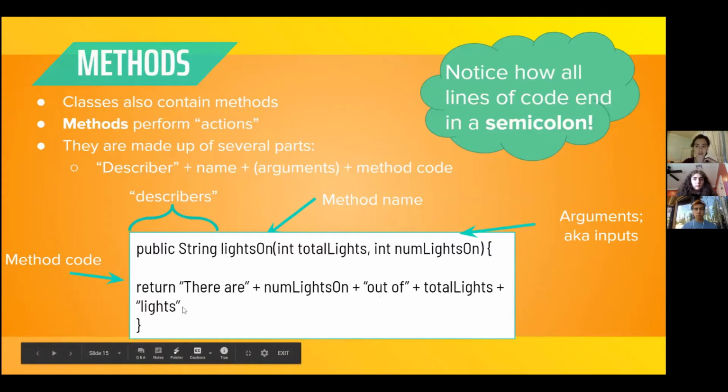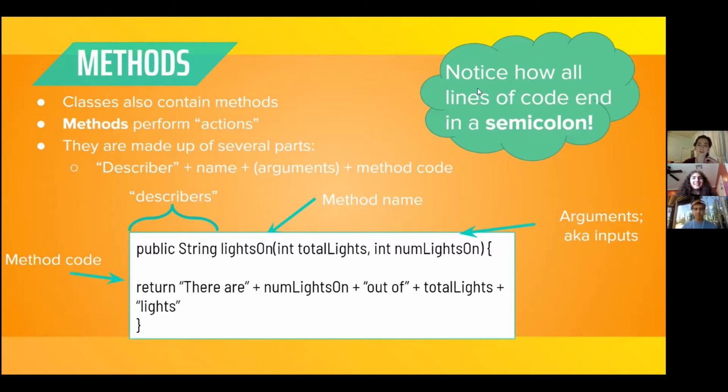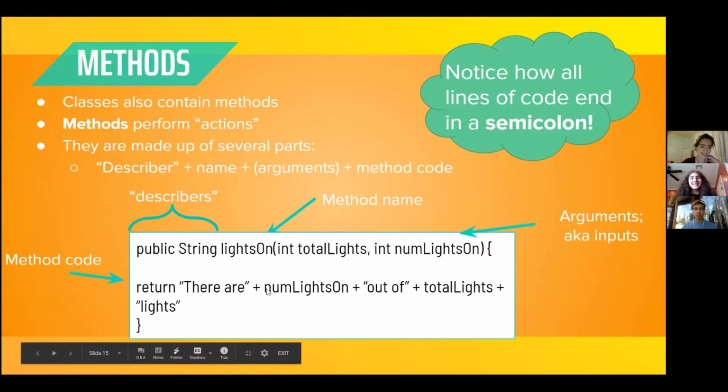Actually, I should have put a semicolon at the end here. There's always supposed to be a semicolon after a return line. I put that in bold, and I didn't even do it myself. Oh, shame. Okay. So is there any questions about how to define a method?